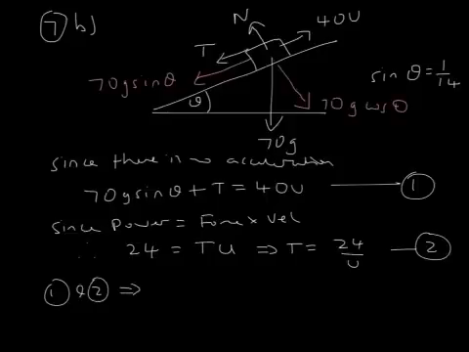we get 70g sine theta. Well, sine theta is 1 over 14, so 70 divided by 14 is 5, so that becomes 5g. So that's 5g plus t is 40u. So now we've got a quadratic equation which we need to solve.